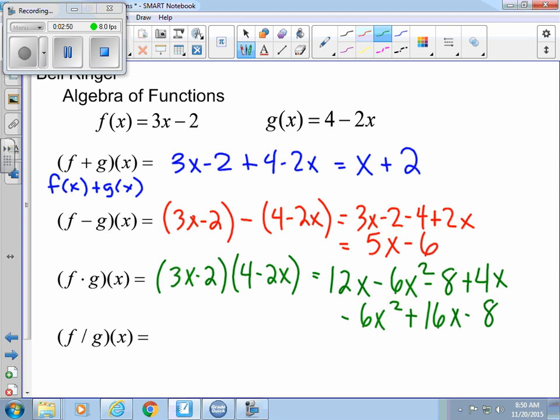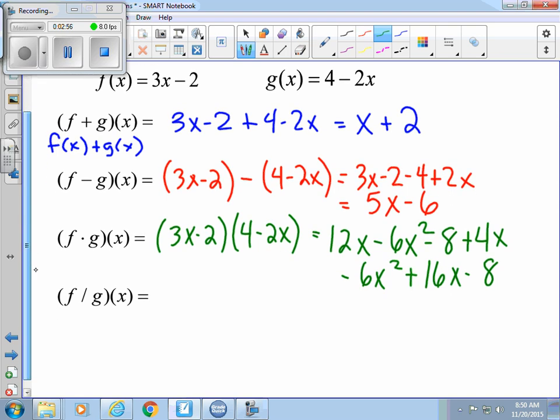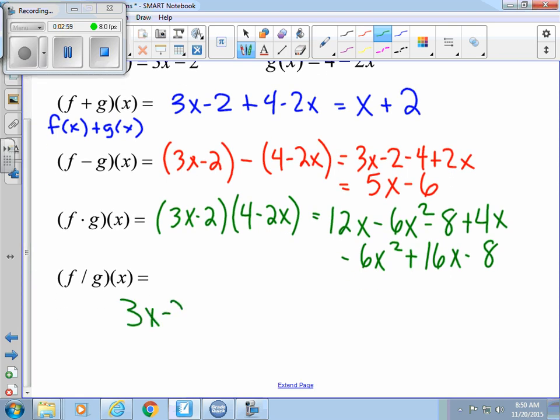F divided by g of x. F of x divided by g of x. F of x is 3x minus 2. G of x is 4 minus 2x. Don't try to simplify those. We will learn how to simplify a rational expression in the spring. But for now, you don't know how to do it, so I would do it incorrectly, so don't do it. Leave it as it sits. Any questions about that one?